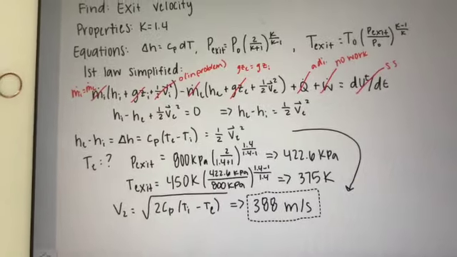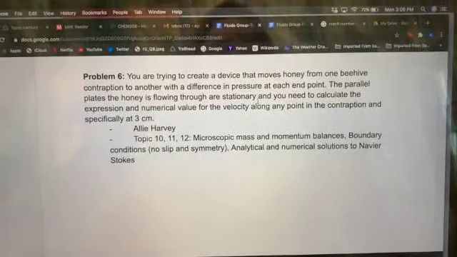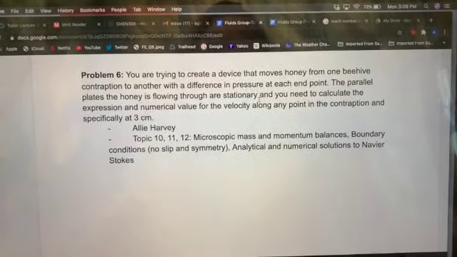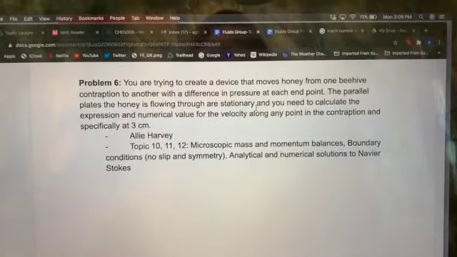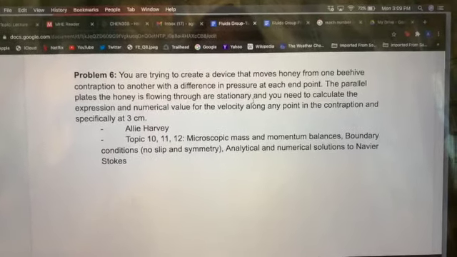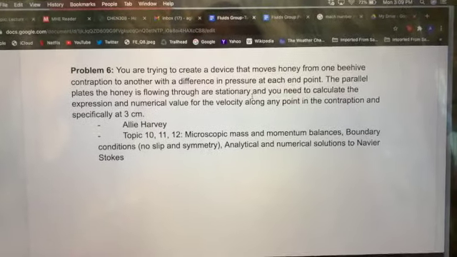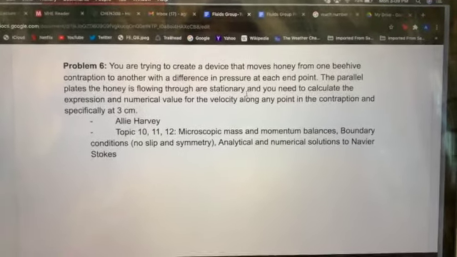meters per second. In our last one, we're trying to create a device that moves honey from one beehive contraption to another using a pressure difference at each point. The parallel plates the honey is flowing through are stationary, and you need to calculate the expression and numerical value for the velocity along any point in the contraption, especially at 3 centimeters. This goes over topics 10, 11, and 12. All right, let's get into it.